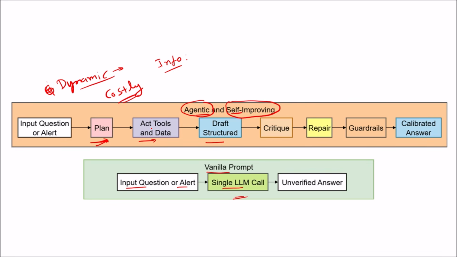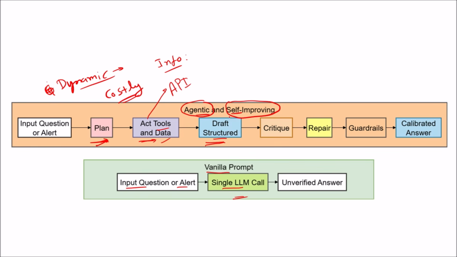The second part is act, tool and data. Here we collect all that information from different tools and databases through a direct call, or through an API, or through any other way. And we also have to collect the evidence about the initial decision. So we collect all that information. And after that, in the third phase, we prepare a draft. This draft is a structured draft. So we collect and organize the entire information in a very systematic way.